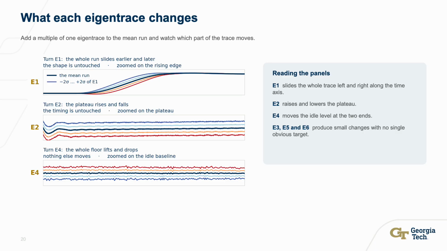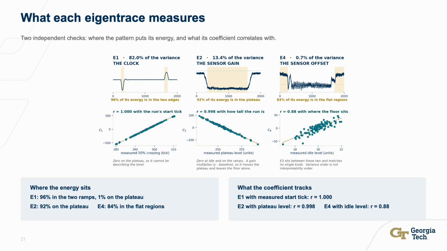Turn E1 and the whole line slides either earlier or later in time. The shape is untouched. Turn E2, the plateau rises and falls, the timing is untouched. Turn E4, the whole floor lifts and drops and nothing else moves. E3, E5, E6 produce small changes with no single obvious target, so I left them alone. The slide is observation only. Watching something move is suggestive, but it is not proof. Next slide gives the evidence. 2 independent checks on each component. The top row asks where the pattern puts its energy.